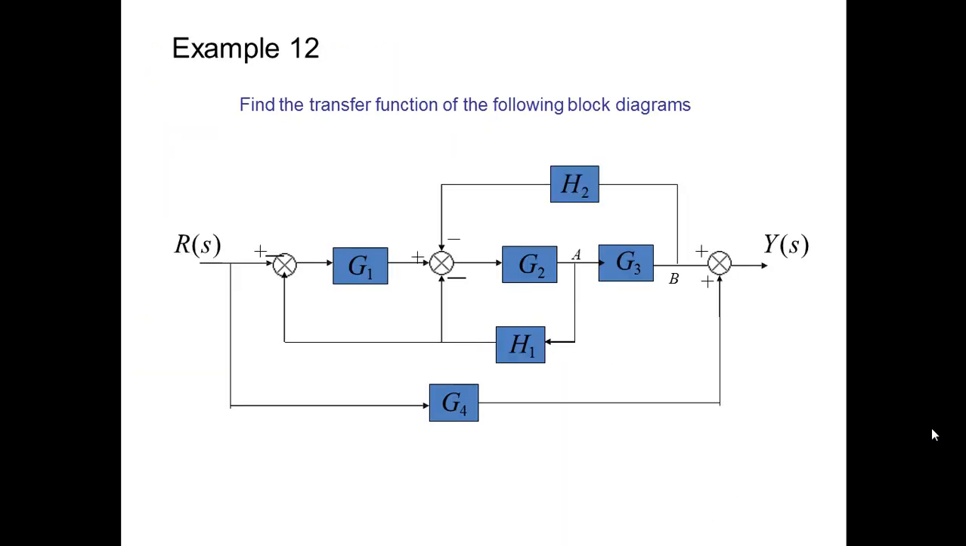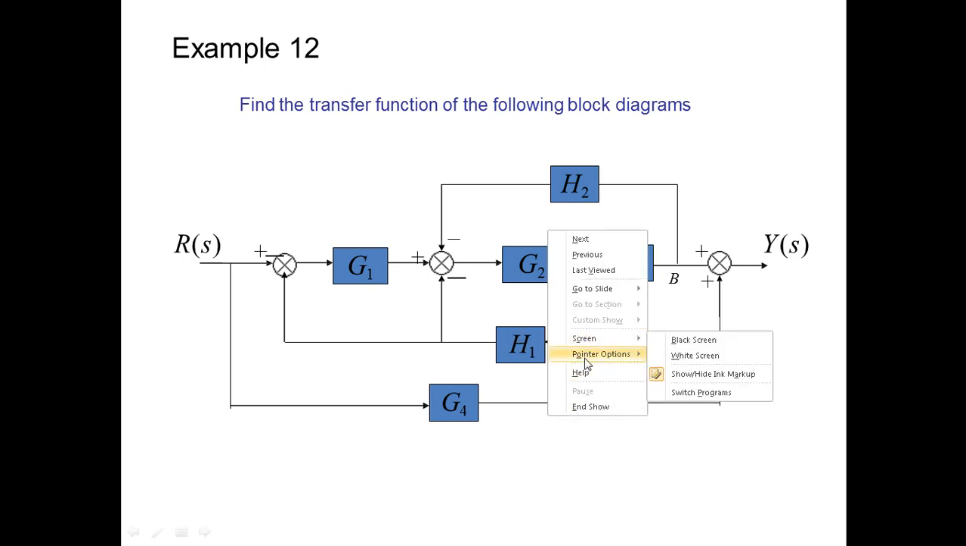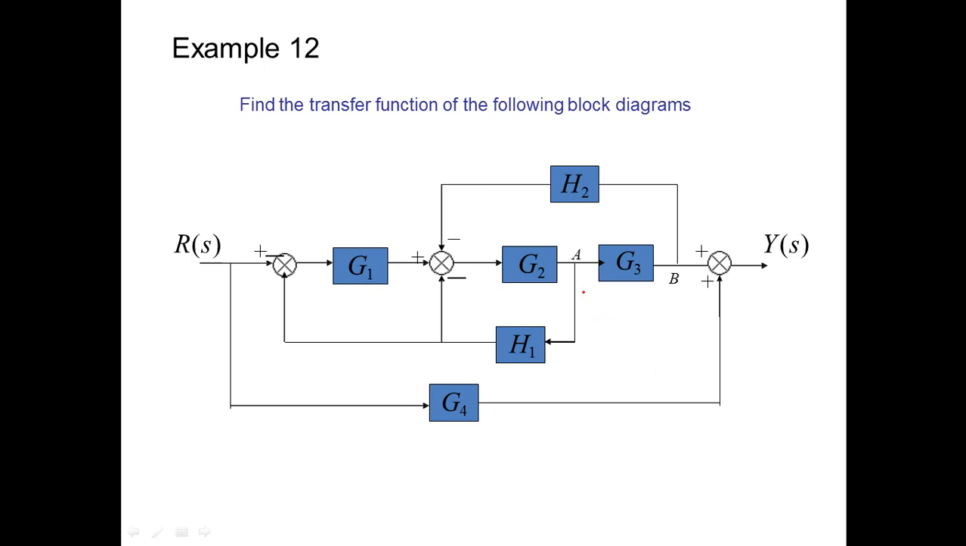So let's do one more quick example. You can see that the system is given to you and now you are going to solve it. The first thing that you can do is move this point A from here to here, but you have to take this G3 from it, so you will have to divide H1 by G3, and you know that by default. After this you will be able to cascade them and take a closed loop transfer function from this side.